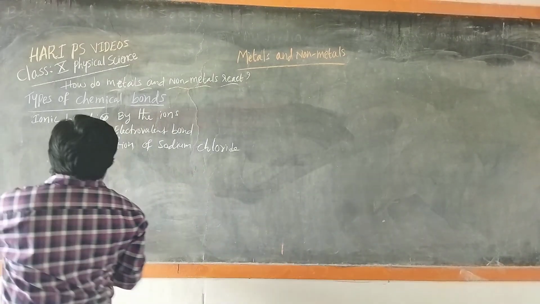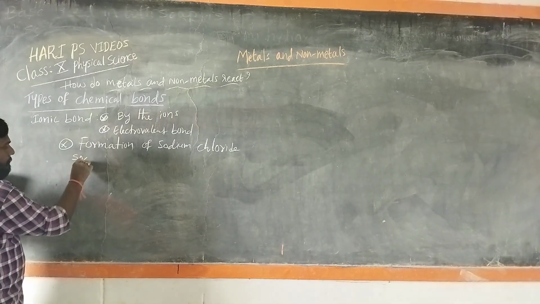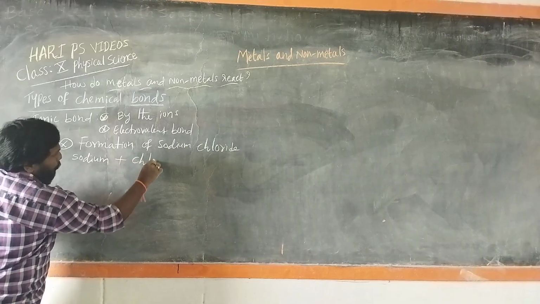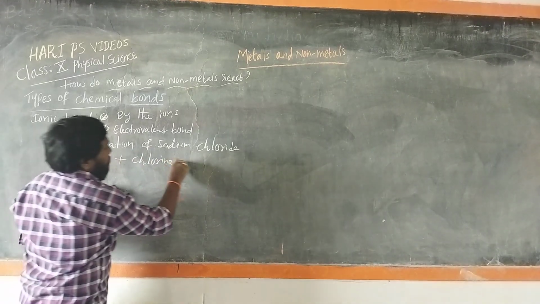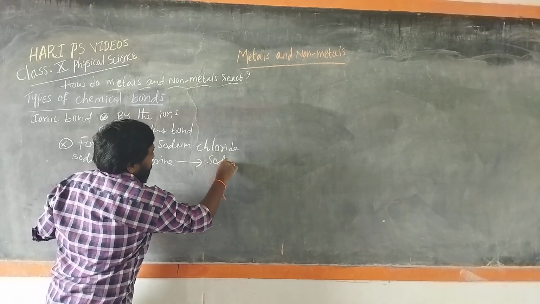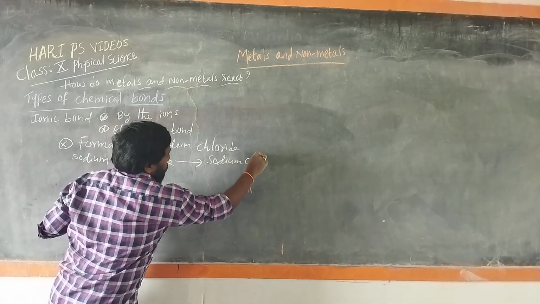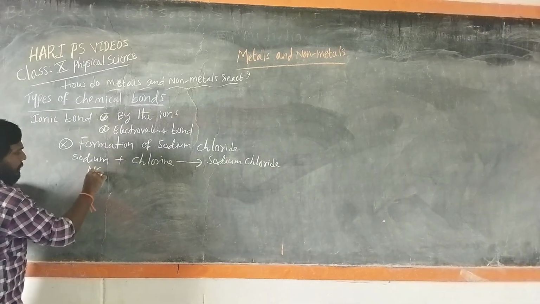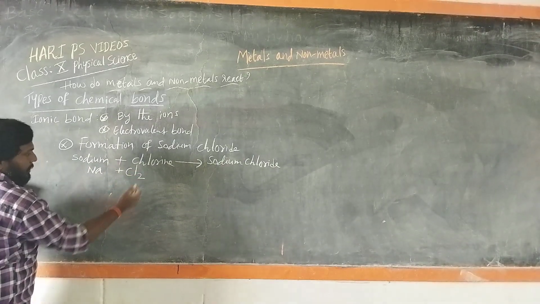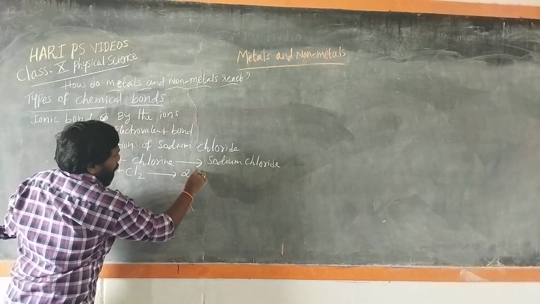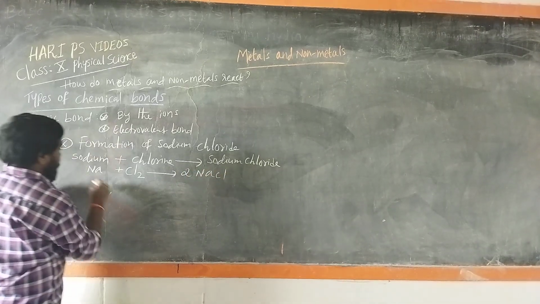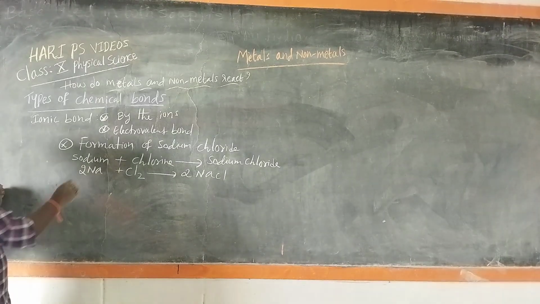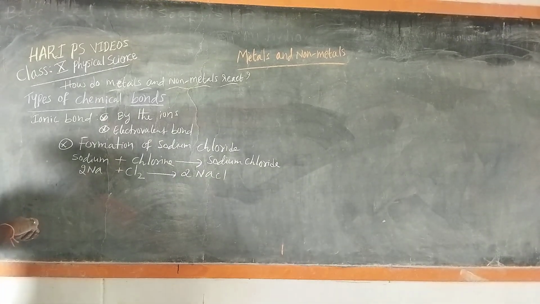So sodium plus chlorine gives sodium chloride. Na plus Cl gives NaCl. Now let us understand how these are formed.